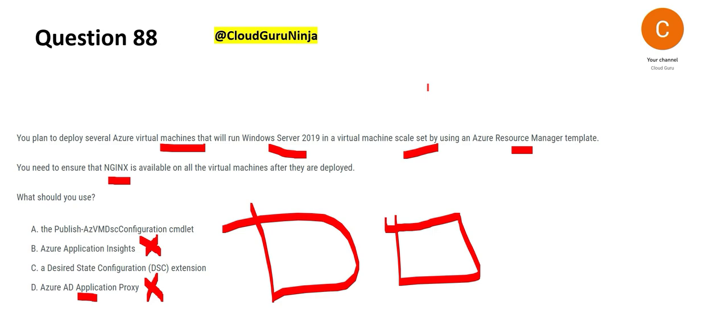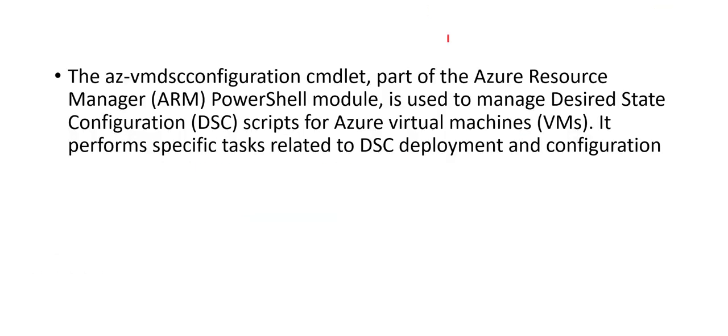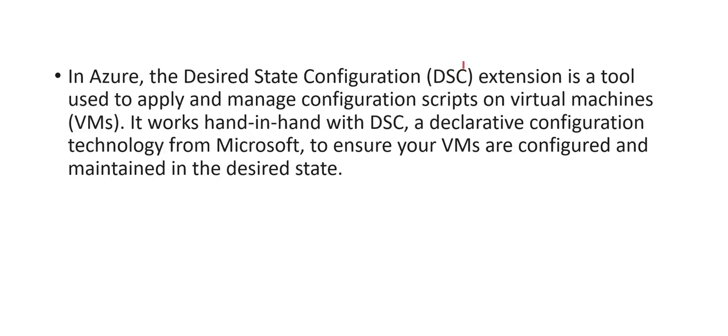See, now comes option A, where we are saying that we will use the VMDSC configuration commandlet. See, this is a part of ARM. Okay, and so if you have DSC scripts for virtual machines, then you use VMDSC configuration to manage those scripts. But this will not install anything. Like you want Nginx, so it will not install Nginx. This will only manage the DSC scripts, but the DSC scripts will have facilities to provide Nginx on each VM, because you can apply and manage configuration scripts on virtual machines.